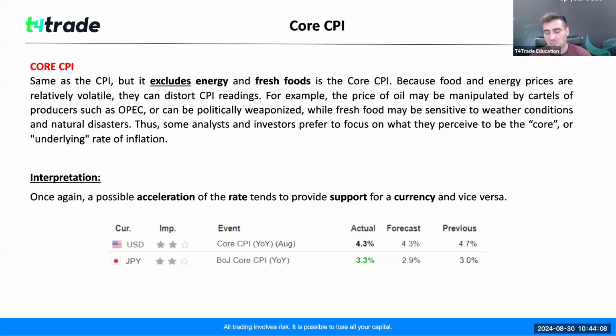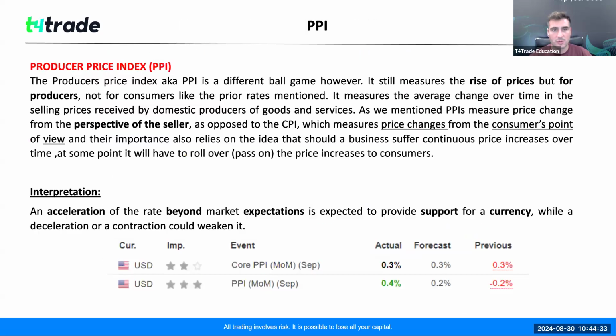Okay, so you may look at both, you may look at one of the two, depending on you. They have some sort of different implications, if you like, but at the end of the day, that's pretty much the same thing, excluding two parameters, food and energy. And it's exactly the same way of reading this. So a possible acceleration of the rate tends to provide support for the currency and vice versa. Okay, how many more do we have?